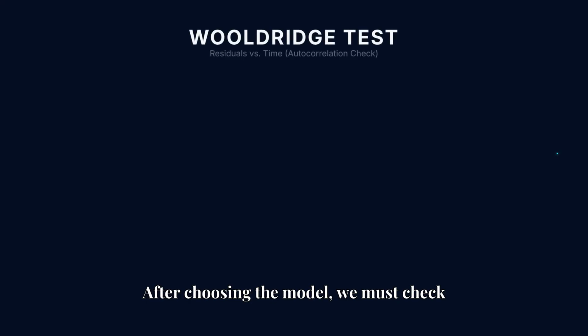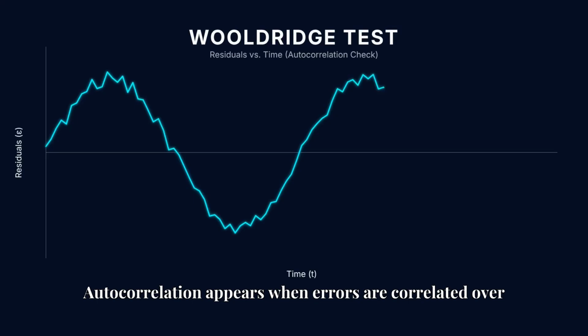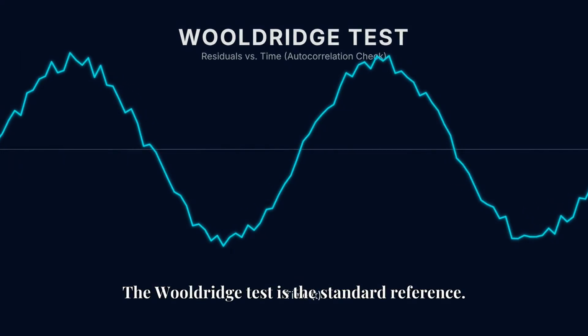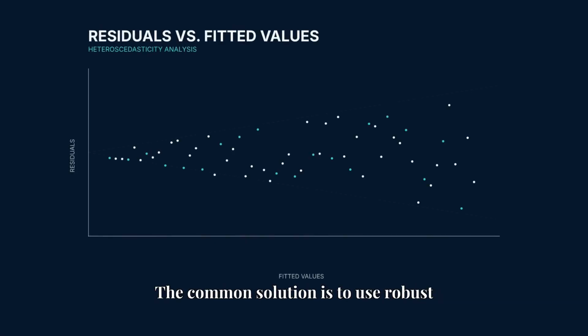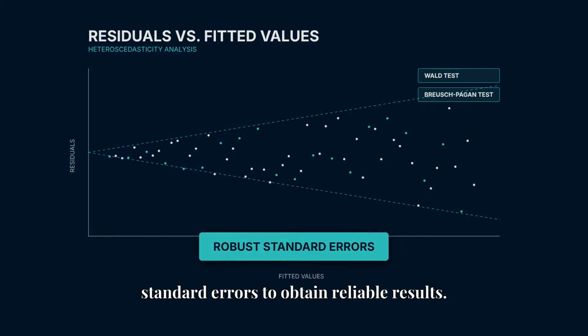After choosing the model, we must check for econometric problems. Autocorrelation appears when errors are correlated over time. The Wooldridge test is the standard reference. Heteroskedasticity means the variance of the errors is not constant. The common solution is to use robust standard errors to obtain reliable results.